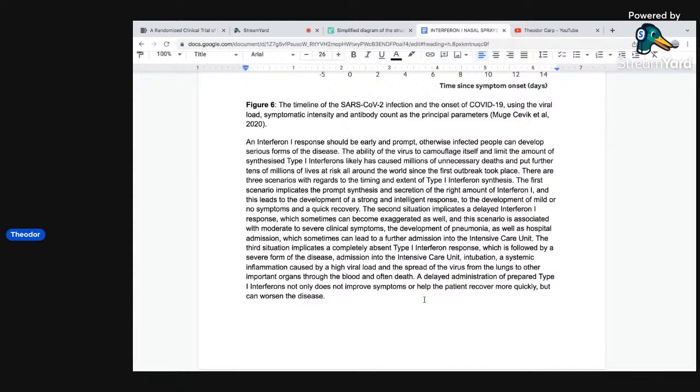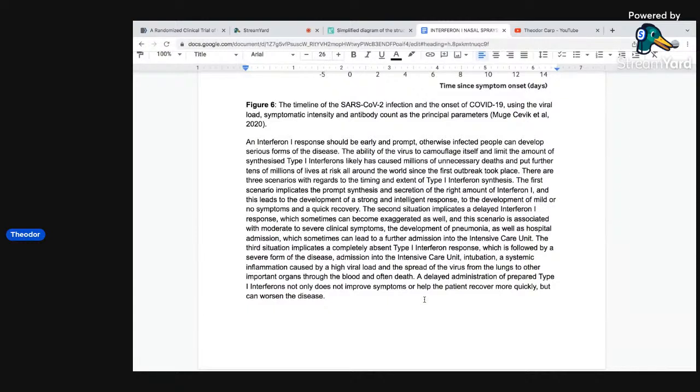Some hypotheses circulating mentioned that type 1 interferons could be administered in higher dosages even later in the disease stage, but personally I'm skeptical about that one. And more specifically, in the second scenario, you have generally moderate to severe sickness. You have a number of visits in the intensive care unit. And yeah, a few cases even include some need for respiratory support.